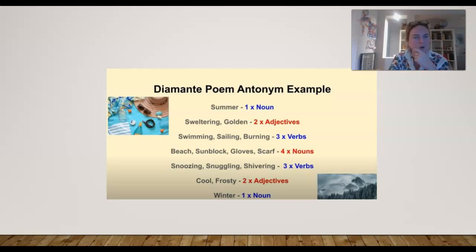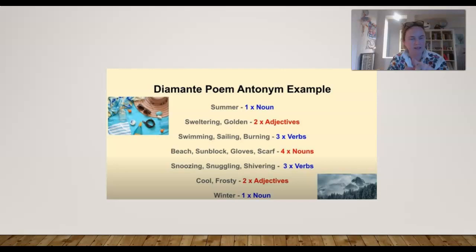Now let's look at the fourth line, because this is where the antonym diamante poems get very interesting. Beach, sunblock, gloves, scarf. But hang on, it changes there, doesn't it? The first two nouns would definitely be things that you might take to the beach, or they're about the beach. But gloves and scarf, you wouldn't have gloves and a scarf at the beach. No. Oh, in summer, sorry. They're to do with winter.